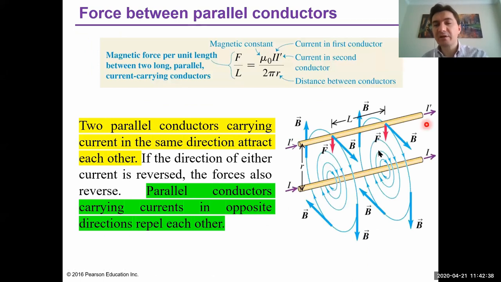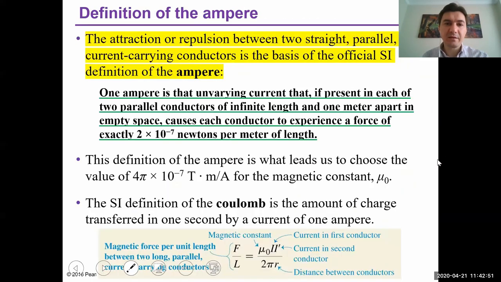So we have 2 conductors. They are 1 meter apart from each other, and 1 ampere is in that conductor, 1 ampere is in that conductor. Okay. Then it causes each conductor to experience a force of exactly 2 × 10⁻⁷ newtons per meter of length. So with 1 ampere, 1 ampere, 1 meter here, we will have that magnetic force per unit length. So this is the definition of the ampere.